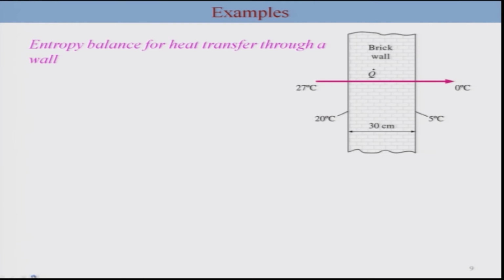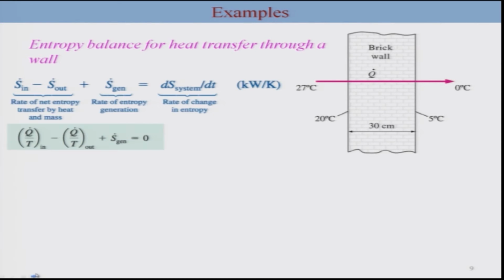Now we can do simple examples. So let us look at the entropy balance for a heat transfer through a wall. Now we can write down the general entropy balance here, entropy transfer by heat, and this is your generation. There is no mass aspect here. So we will look at the entropy due to the heat transfer. There are two aspects here, one is inlet and the other is outlet.